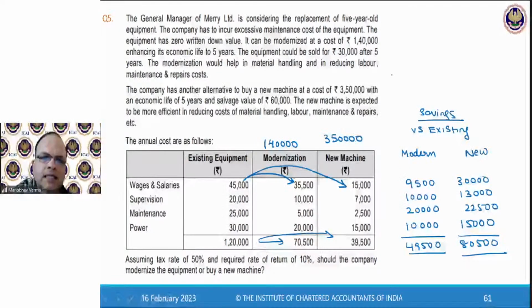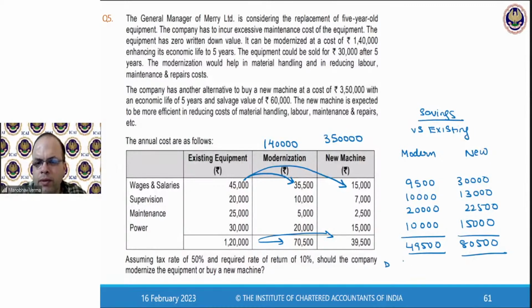What will be the depreciation, guys? Mind you, in the present scenario, what is happening here? If you're modernizing it, we are incurring a cost of 140. And if you're incurring the cost of 140, we will be having a salvage value of 30,000 as well. Can we say 140 minus 30, 110 divided by 5?